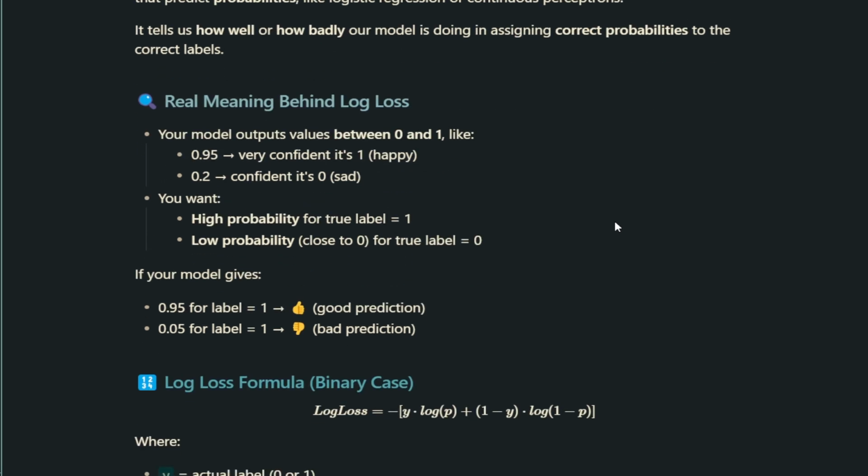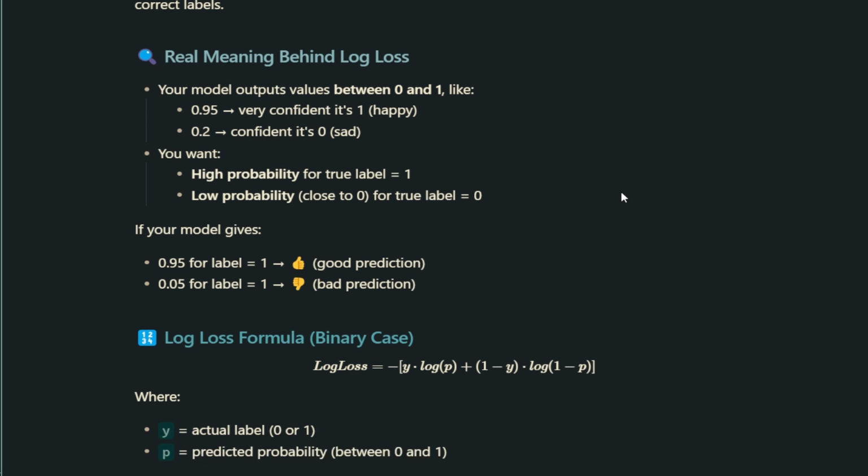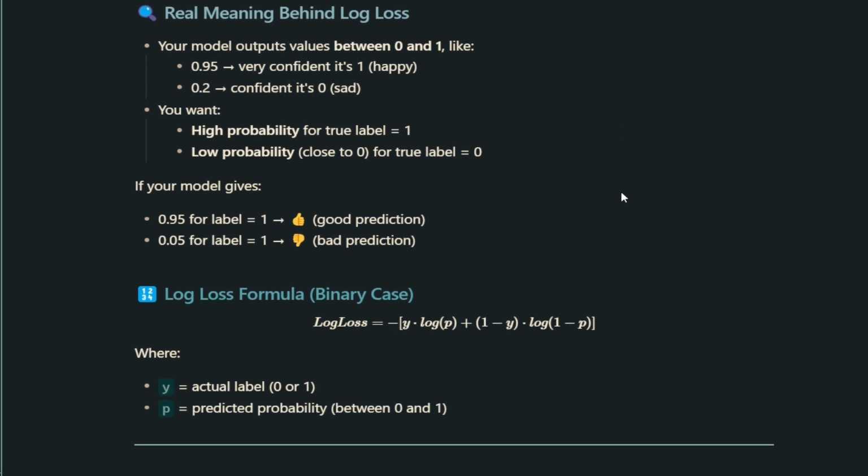If the true label is 1, we want the prediction probability to be very high, like 0.95. That's a great prediction. But if the true label is 1 and the model predicts 0.05, that's a terrible prediction. So log loss punishes the model more when it's confident but wrong.